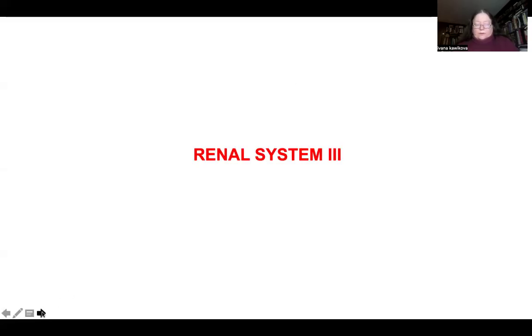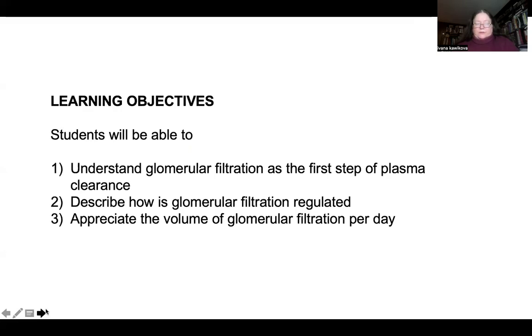So in the third part of the renal system lecture, we will discuss glomerular filtration. We will look in greater detail at the nephron and especially the glomerulus. And we will end up with information on how much plasma is being filtered during a day.